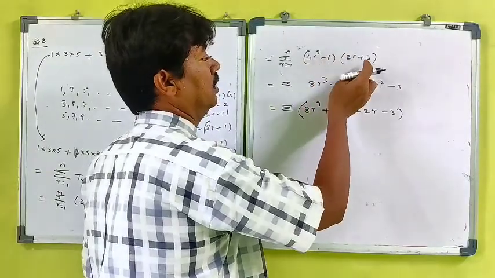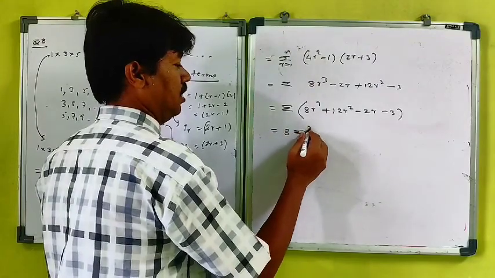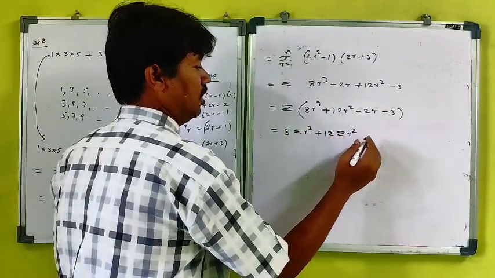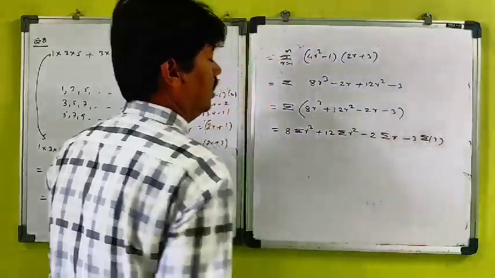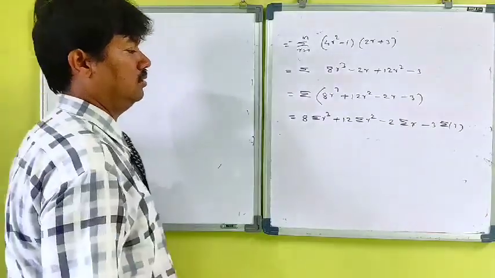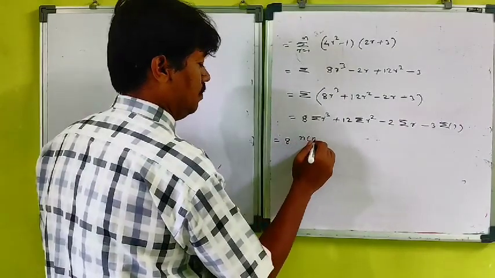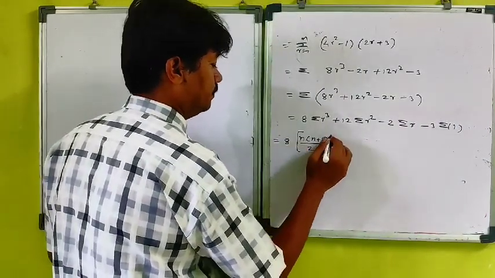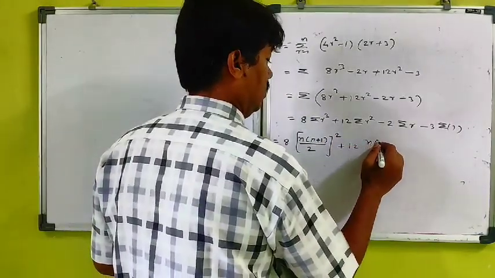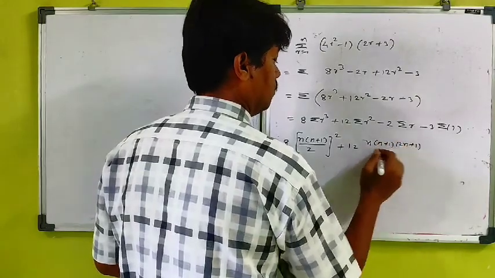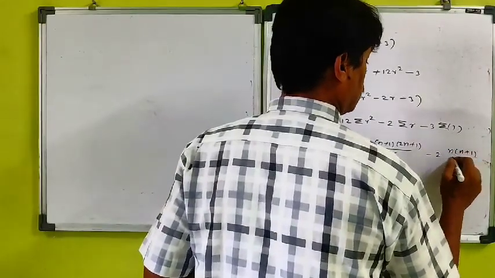At R cube, 2R. So that is nothing but 8 into sigma R cube, 12 into sigma R square, 2 into sigma R minus 3 sigma 1. So we can apply the formula for the sigma R cube, that is n plus 1 upon 2 the whole square plus 12. As per the formula, n plus 1, 2n plus 1 upon 6. Sigma R, the formula, n plus 1 upon 2.